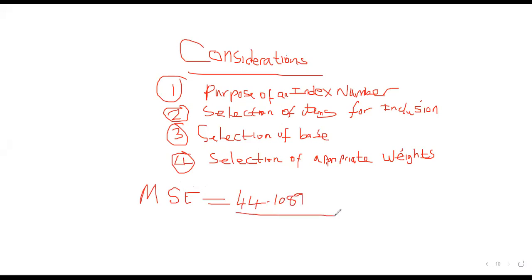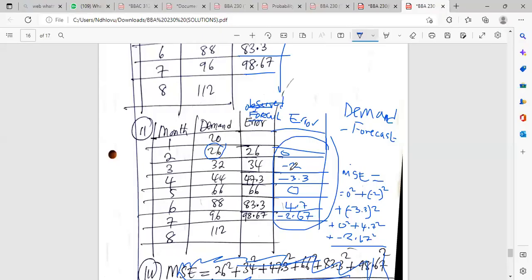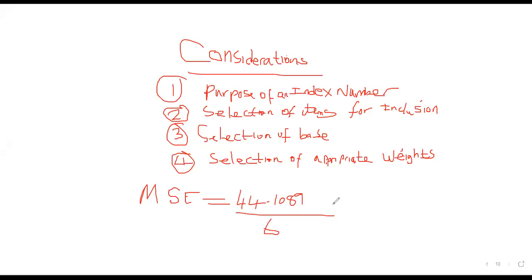Then we divide by how many there are. We need to count how many they are. How many are we seeing here? 1, 2, 3, 4, 5, 6. So we divide by 6. So we can find the mean square error, which is 7.35. So this is the final answer on the MSE. Is that clear? Yes, it's clear. Okay, so that's how you get the mean square error.